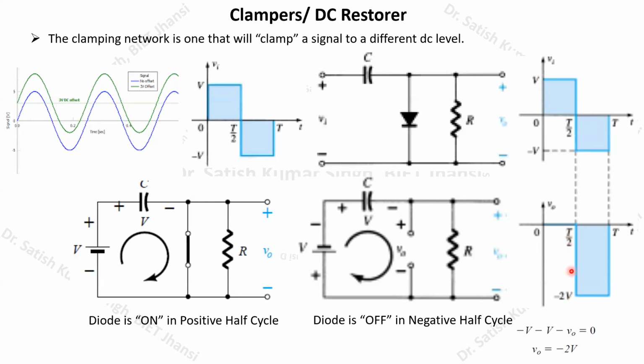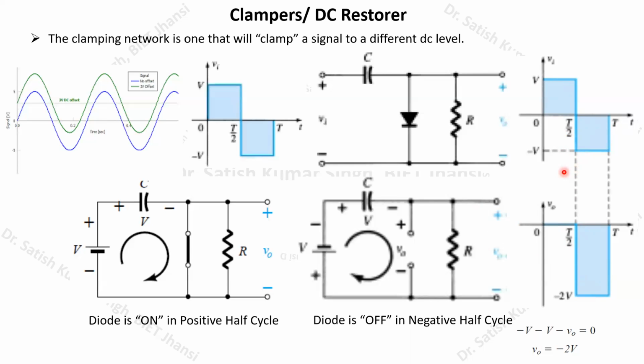But the difference is that now if you calculate the average value of this particular waveform, that average value will be equal to minus V volt. Here you can see that if you calculate this average, you will find that it equals minus V volt. So now this particular signal is clamped to this minus V volt DC level. This way we are actually shifting the signals, either in the upward direction or in the downward direction.